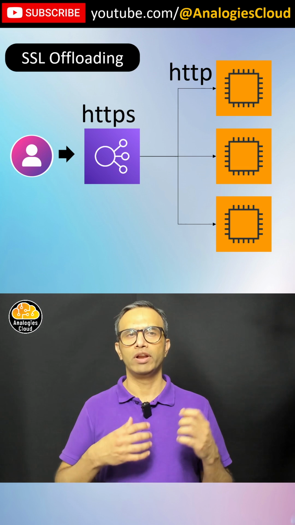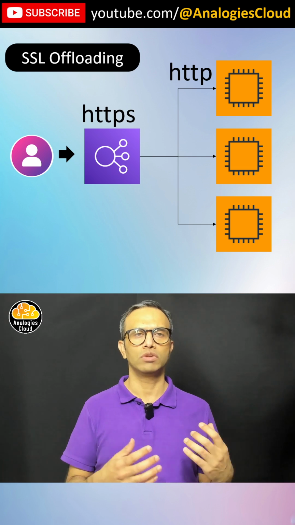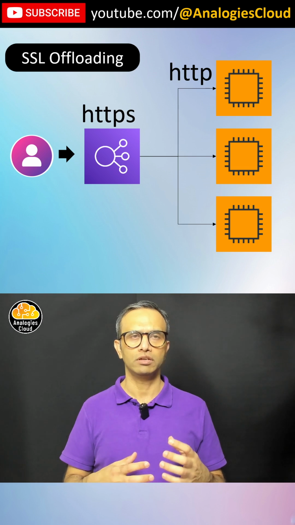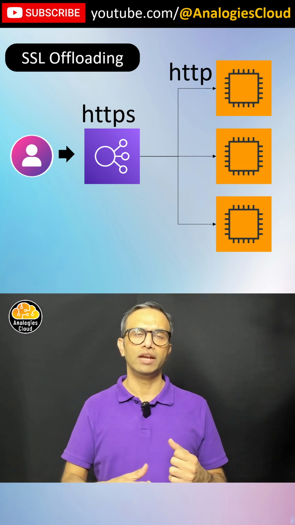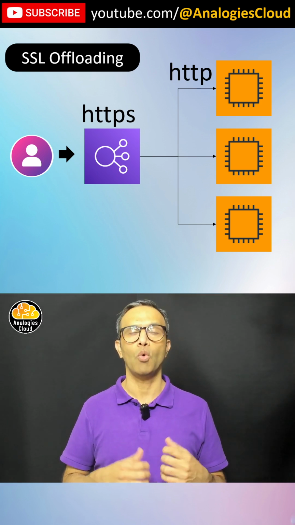Same thing here. When a user is initiating, let's say, a request to a load balancer, the user's communication can be HTTPS. The load balancer will receive that request, decrypt it, and then send the decrypted request to my target, which is EC2 instances in this case, over HTTP.